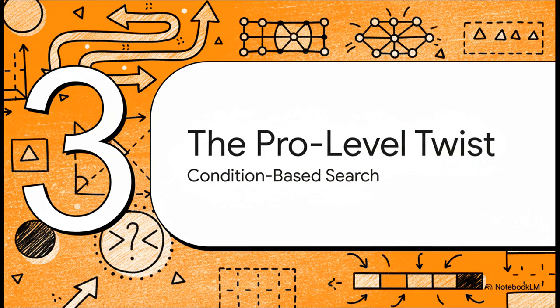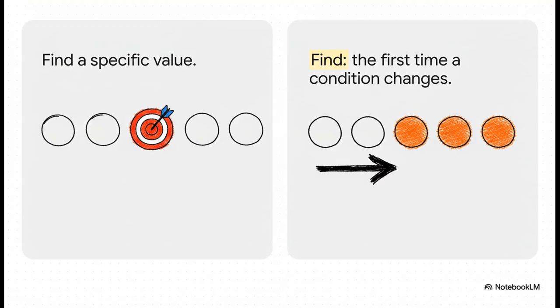It's a more advanced take on binary search that solves a whole different but super common type of problem. This is where we kind of flip the script. In a traditional search, we're asking, is the middle item my target? But in a condition-based search, we're not looking for a specific value at all. Instead, we're looking for the first time some condition becomes true. We're hunting for the exact point where things change.